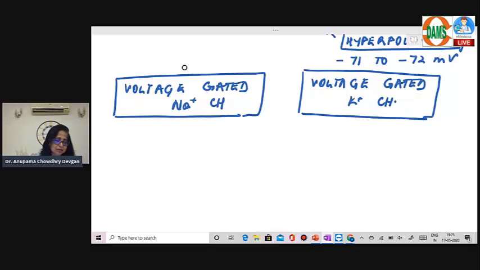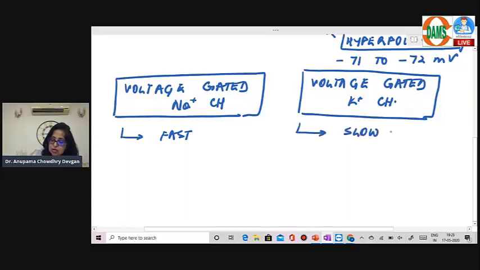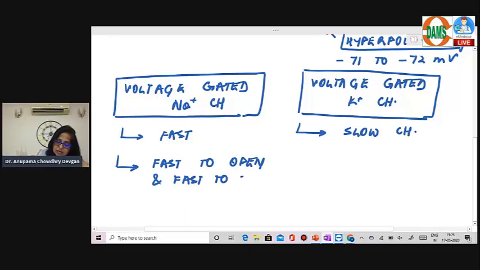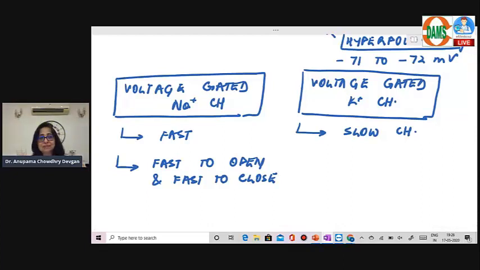Voltage gated sodium and voltage gated potassium channels. Voltage gated sodium channels are fast channels. Voltage gated potassium channels are slow channels. Remember, when I say fast channels, these are fast to open and they are fast to close. These are voltage gated. So whenever there is a change in voltage, it will cause the opening of these channels, and these are not just fast to open, they are also fast to close.